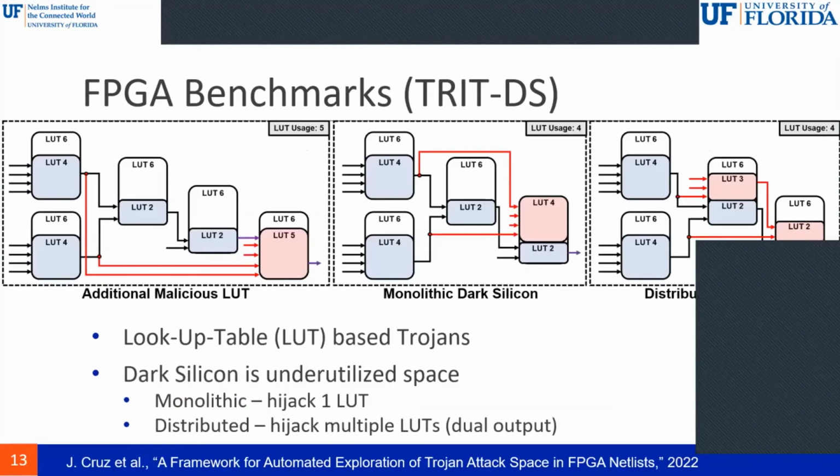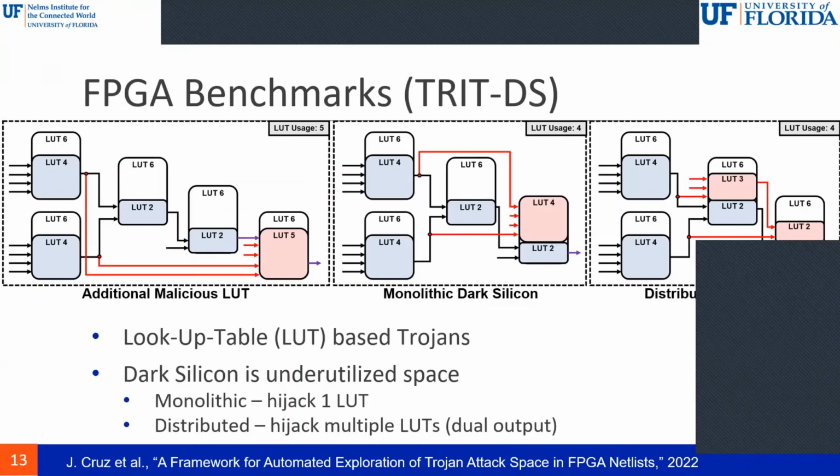So here's just to show you. Because FPGAs are made up of these basic lookup table elements, we have 3 different types of Trojans that we can insert. The first one is your traditional adding an additional gate. Here we see the LUT usage went from 4 to 5 in the top left figure by adding this extra 5-input LUT. But FPGAs have what we call FPGA dark silicon. If I look at this middle figure, this LUT6, I have a LUT2 that's mapped to it, but I have 4 other unused inputs. From the perspective of the FPGA, that LUT is used. So this underutilized space, these extra 4 inputs, is considered dark silicon.